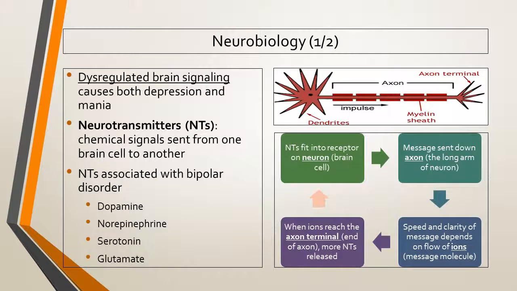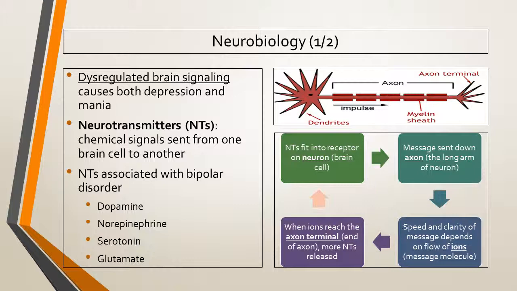Depression and mania are both believed to be the result of a dysregulated brain signaling process. The brain uses chemical signals called neurotransmitters to send messages from one brain cell, or neuron, down to another. Neurotransmitters most involved in depression and mania include dopamine, serotonin, norepinephrine, and glutamate.